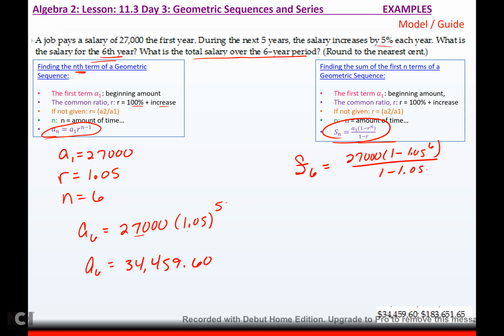27,000. Enter. Divided by parentheses, 1 minus 1.05. And you get 183,651.6459, which is $183,651.65 if I round to money. So on the 6th year, he'll make $34,000, and at the end of 6 years altogether, all 6 paychecks, or salaries, added up, will be $183,000.